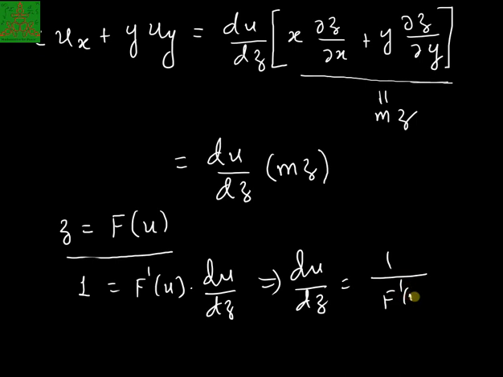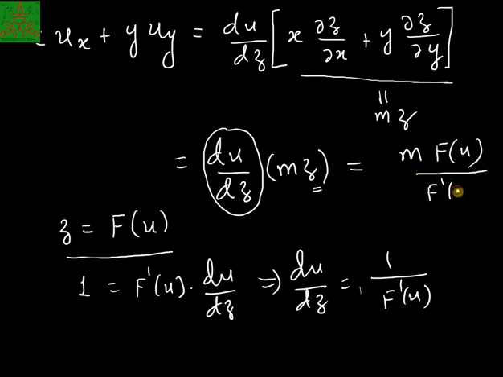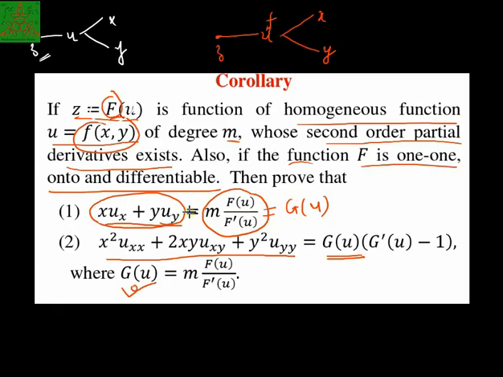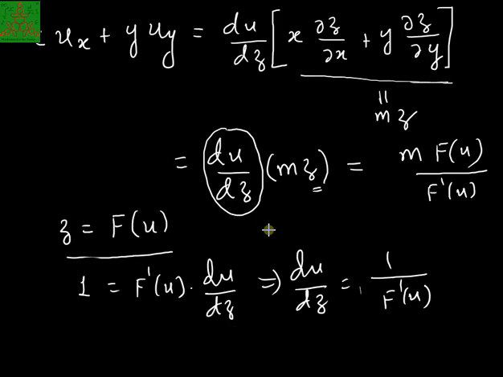And we substitute that value here, that is du by dz is equal to 1 upon f dash of u. This we can write as mz. What is z? Z is actually f of u upon f dash of u. That completes the proof of the first equality which they have asked to prove, that is x du by dx plus y du by dy is equal to m into f of u upon f dash of u.